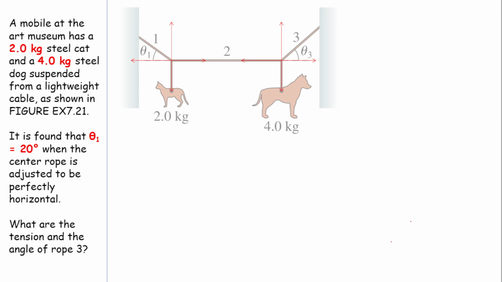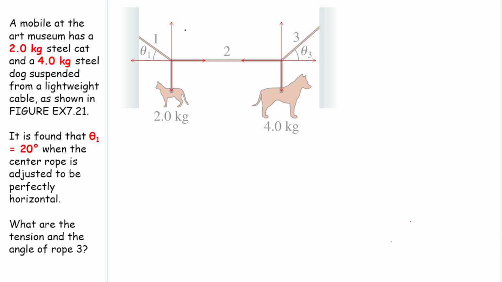A mobile at the art museum has a 2 kilogram steel cat and 4 kilogram steel dog suspended from a lightweight cable, as shown in the figure. It is found out that theta 1 is 20 degrees when the center rope is adjusted to be perfectly horizontal. What are the tension and the angle of rope 3?